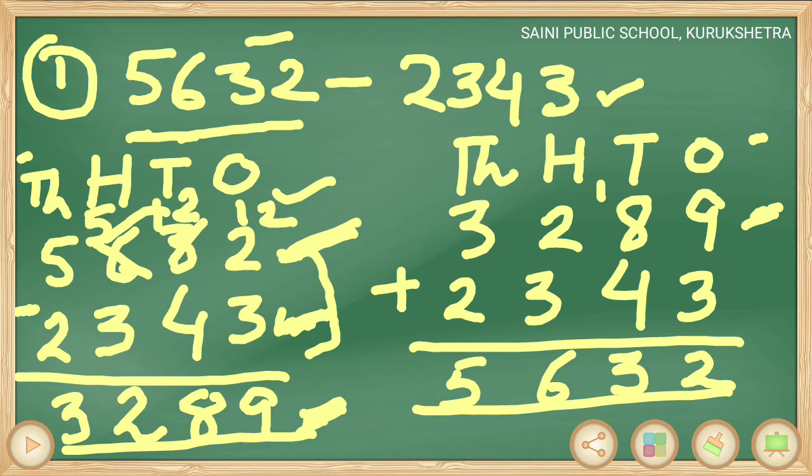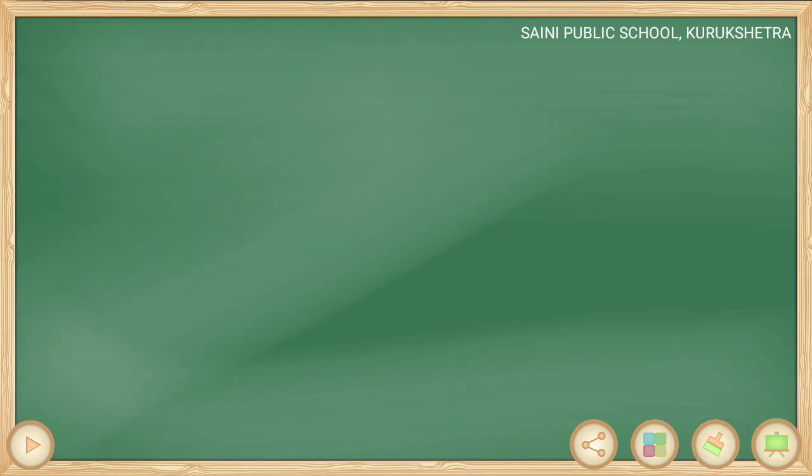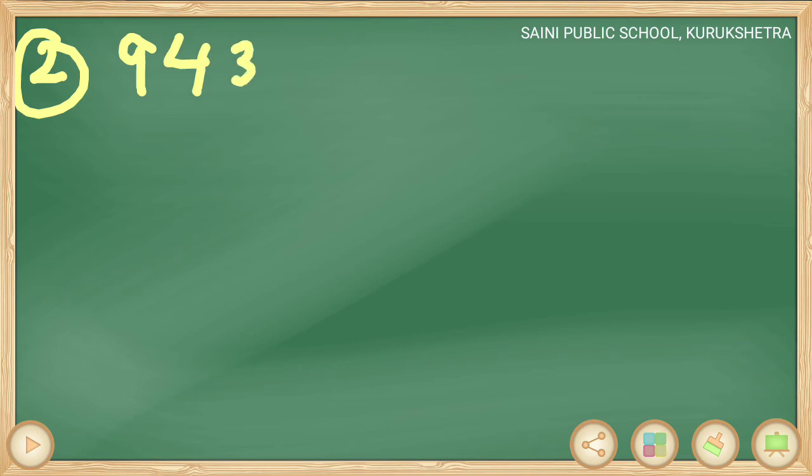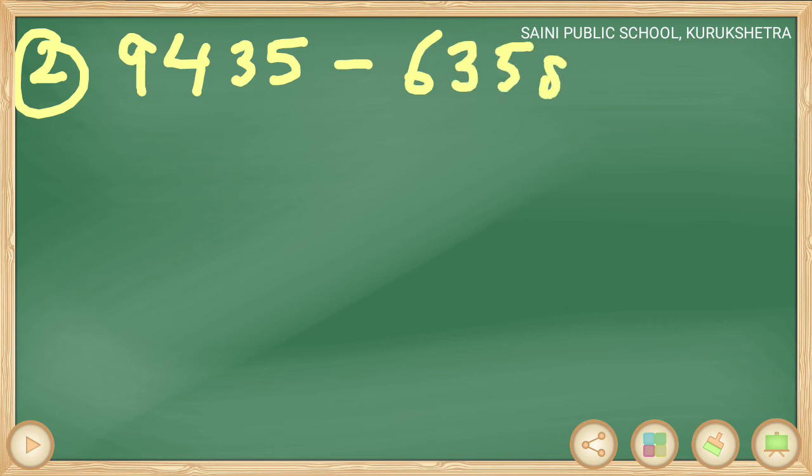It means for subtraction, first of all we will subtract the numbers, and for verification we will add the difference to the lower number. If it is equal to the bigger number, then our subtraction is right, otherwise it is wrong. Let us discuss another example. Second example, 9435 minus 6358. Now again we will subtract these numbers.